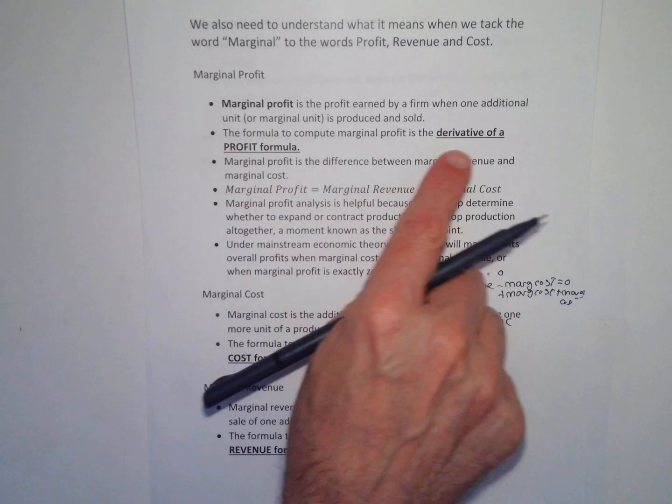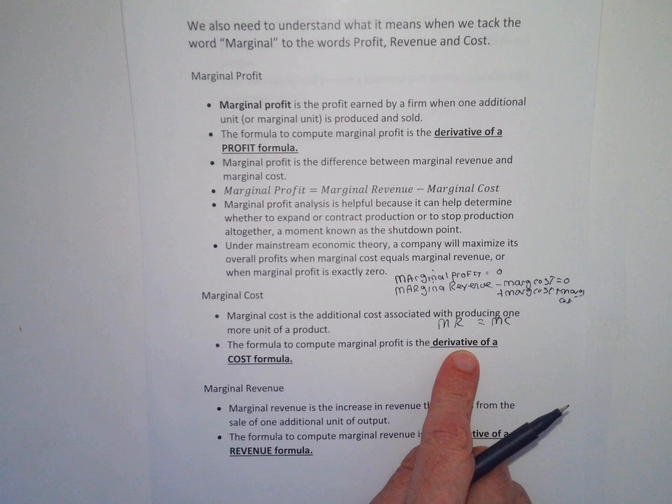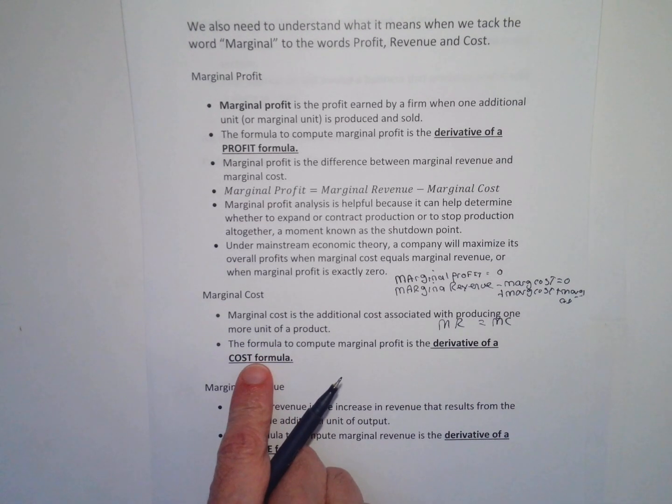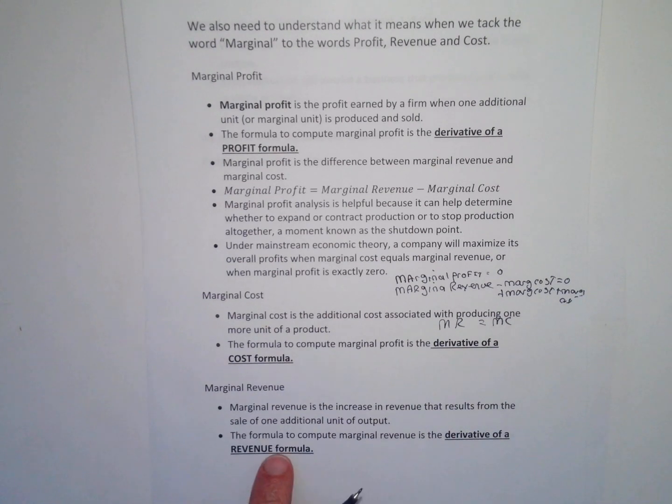Marginal profit's the derivative of a profit function. Marginal cost is the derivative of a cost function or cost formula. Marginal revenue is the derivative of a revenue function or revenue formula. Marginal kind of implies derivative in some sense, and it implies next.